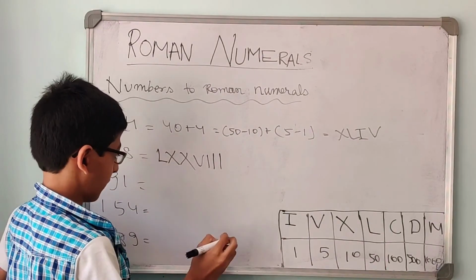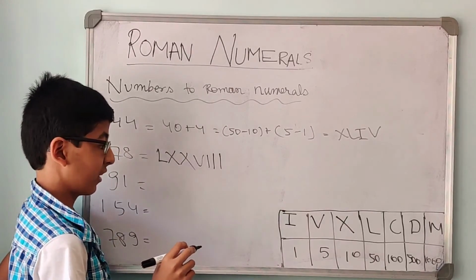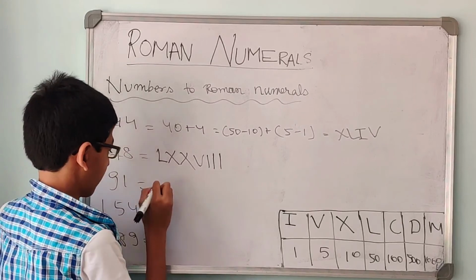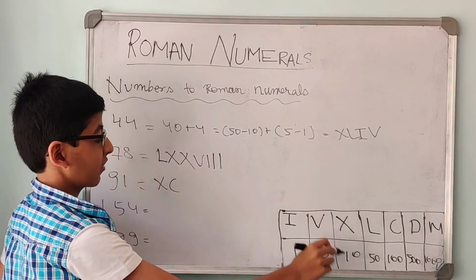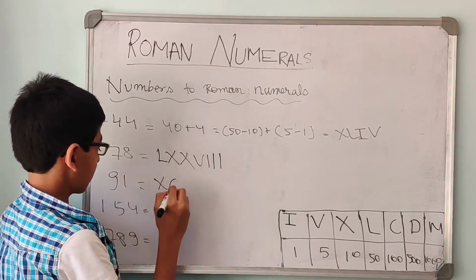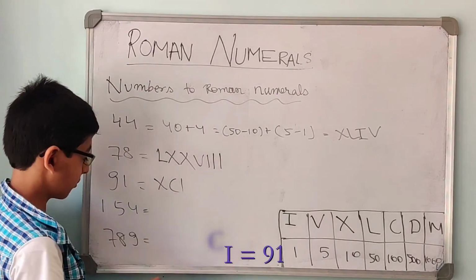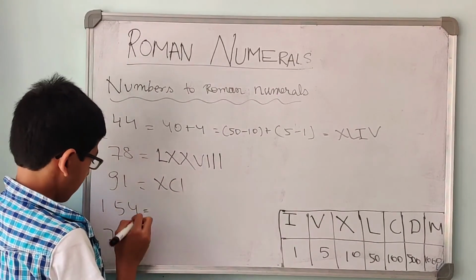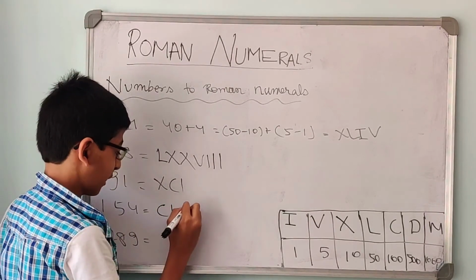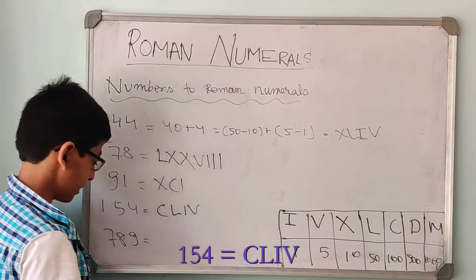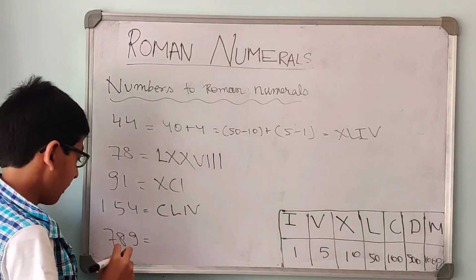Now 91. 91 is 90 plus 1. 90 is 100 minus 10. So 100 minus 10, well, I have to write the smaller number first. 10 is X and 100 is C. So XC is 90. Now we have to write 1. Now we have to write 154. So 100 is C. Now 50 is L. 4 is 5 minus 1. That is IV.